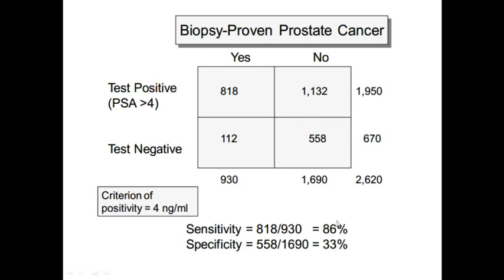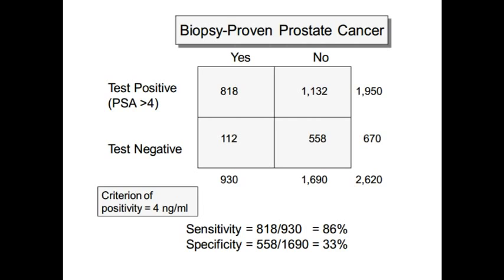Now the point to remember here is sensitivity and specificity are expressed as proportions or percentages. So the numerator divided by denominator multiplied by 100 will give you the results for sensitivity and specificity.